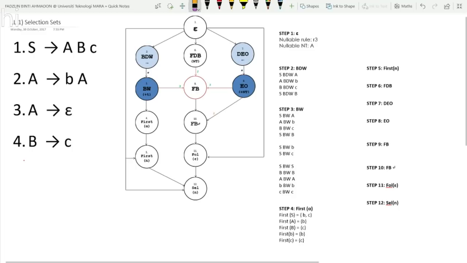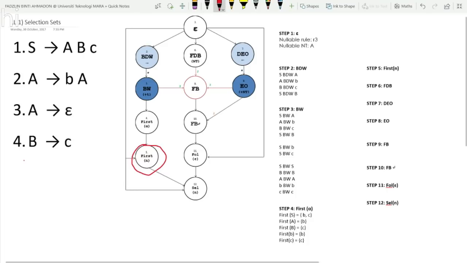After this is done, we can move to the next step, which is to find the first of the right side of each row. So to generate the list for step 5, we need to refer to the pairs generated in step 4 and also refer to step 1, because you can see there is an arrow coming in here from step 1. Again, remember, whenever we are referring to step 1, it means we need to consider the nullable non-terminal.